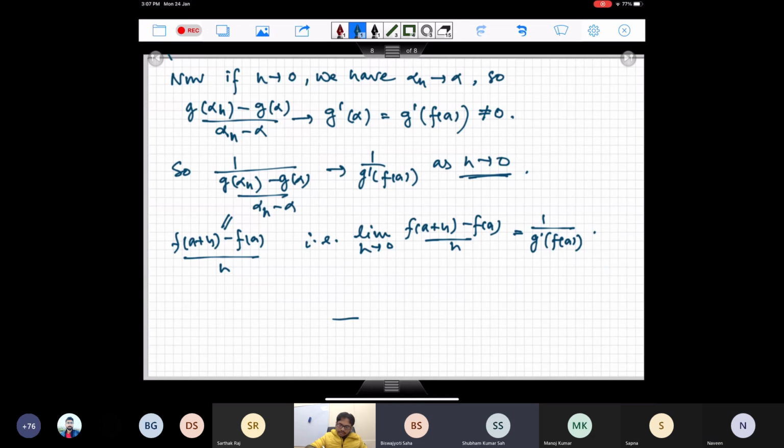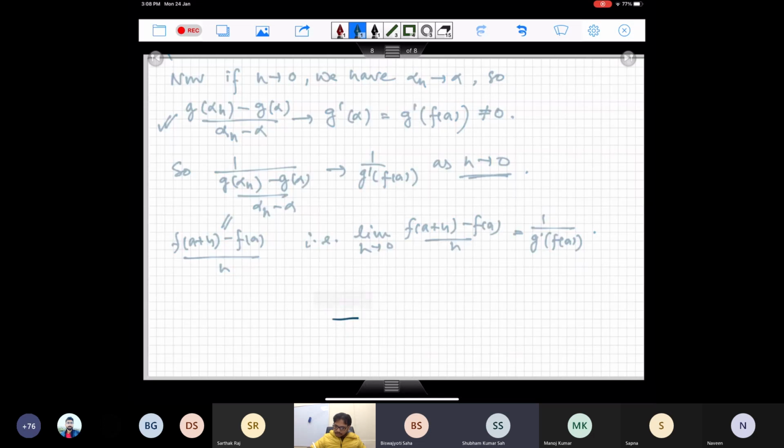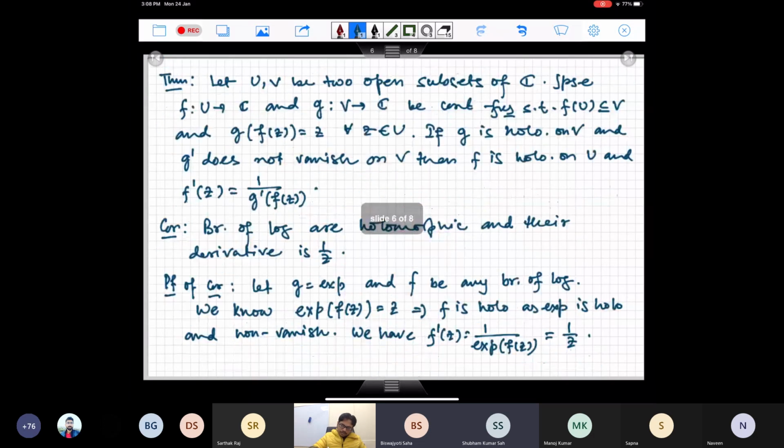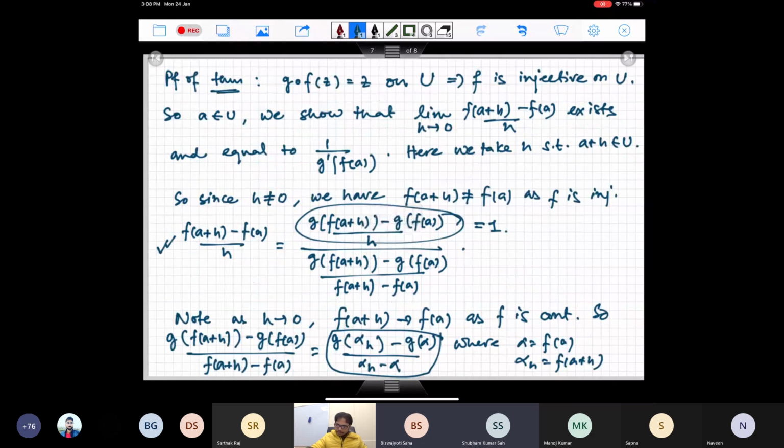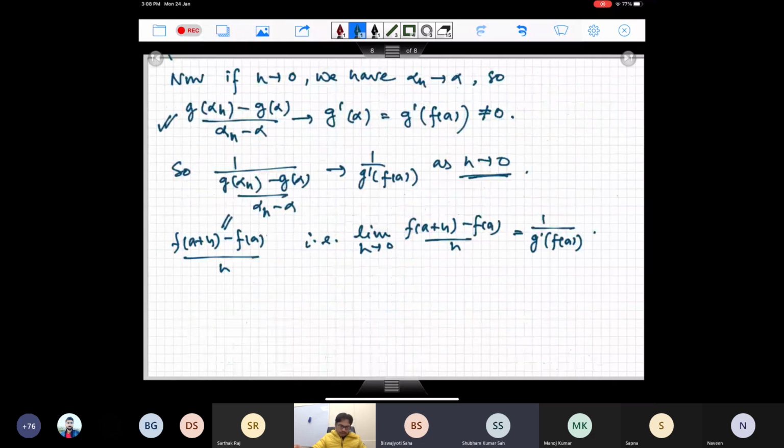Remember here, this limit became g prime of alpha because g in our hypothesis was holomorphic, so g is differentiable. Therefore, at alpha we could get this, and of course we had used continuity of f. Eventually, with all this, I get this formula. So the general theorem that I had stated over here is proved, and thereby the holomorphicity of the logarithm function is also proved.